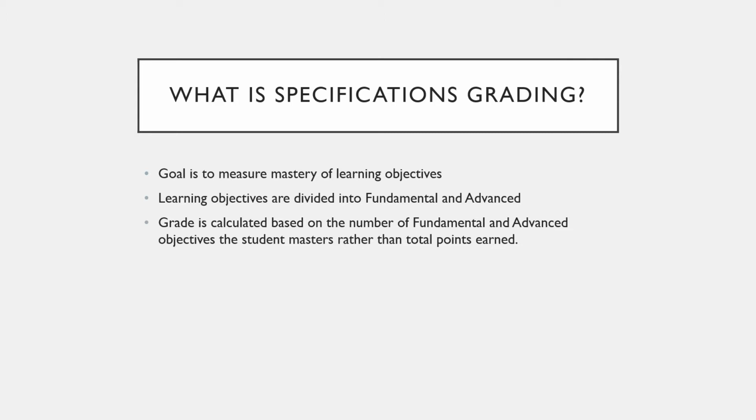Specifications grading is a mechanism to measure the mastery of specified, detailed learning objectives. Every grading mechanism has the same goal, which is to measure the mastery of a particular content by the students. In this system, the learning objectives will be divided into fundamental and advanced objectives, and the grade will be calculated not on the simple mean of the total points possible that the student has earned, but instead on the demonstration of mastery of specific fundamental and advanced learning objectives.